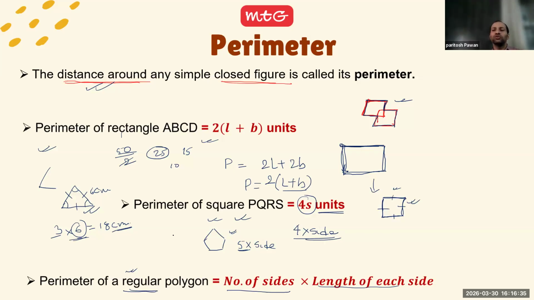Yes, Anurag, tell me. In the perimeter of a regular polygon, can a regular polygon also be a rectangle? No, because all sides are not equal. In a regular polygon, all sides should be equal, but in a rectangle we know length and breadth are different, so it cannot be a regular polygon.